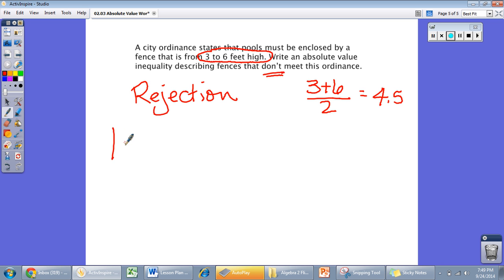Our absolute value then of the fence minus the average measure of 4.5 feet. And now this time we're talking about rejection. It would fall greater than the tolerance. And what would the tolerance be? Well, that would be the difference between 6 and 4.5 or 4.5 and 3. So that would be 1.5 feet. Okay? Write an absolute value inequality describing fences that don't meet this ordinance. It didn't say to solve, it just asked us to write the inequality statement. Rejection is greater than.